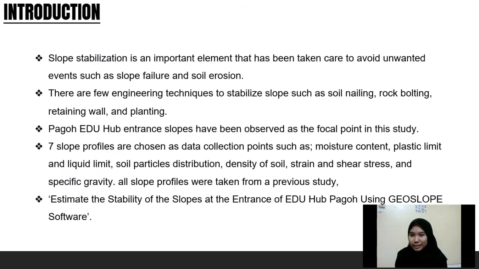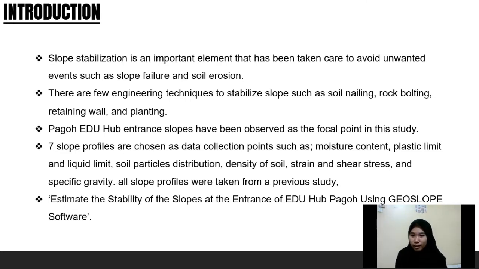Okay, so now I'm going to present our introduction. Slope stability is an important element that we have to take care of to avoid unwanted events such as slope failure and soil erosion. Engineers have used a few engineering techniques to stabilize slopes, such as soil nailing, rock bolting, retaining walls, and also an economic technique, which is planting.